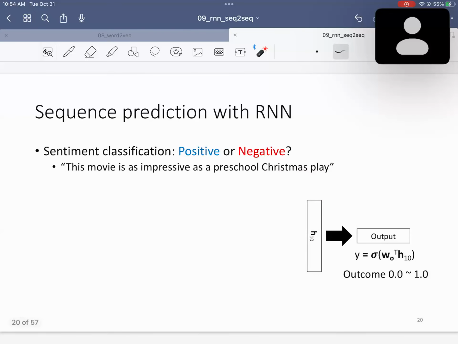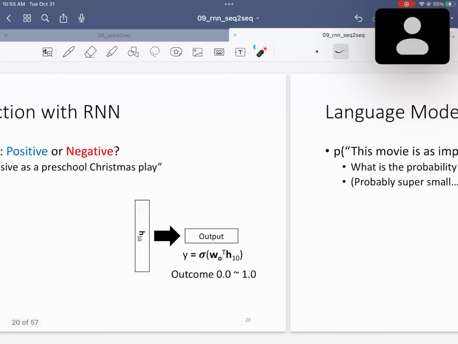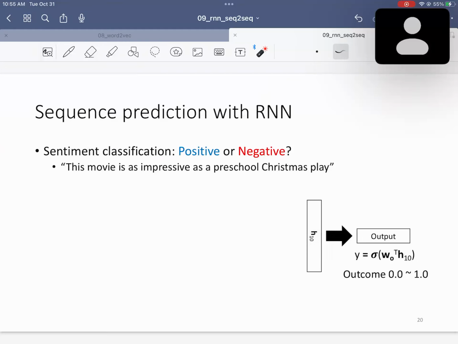So h10 is basically a sentence representation vector. It's not just a hidden vector, but you can see it as a vector that represents all this information with order involved. So once you have this h10, then you can simply just plug it into a sigmoid classifier. So h10, and then a vector, and then you have a sigmoid, and then you have outcome from 0 to 1. And if it's close to 1, it'll be positive. If it's close to 0, it'll be a negative sentence, right? Cool. So hopefully this is all straightforward to you. Any questions so far?